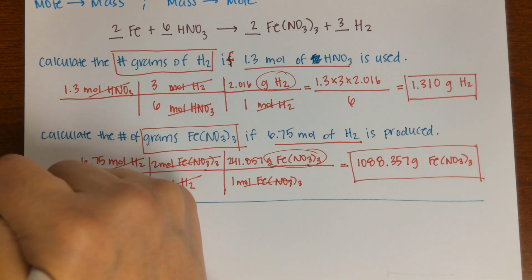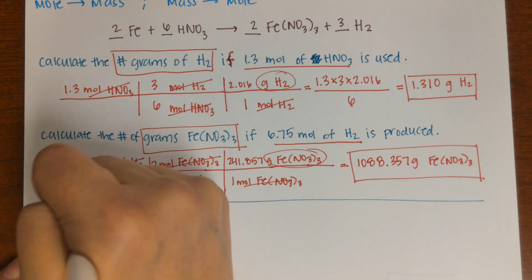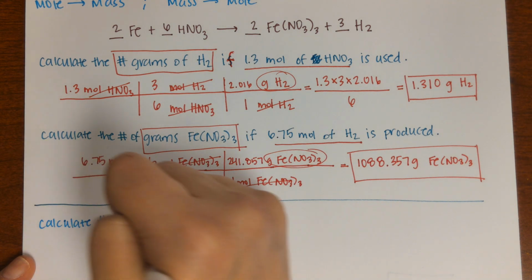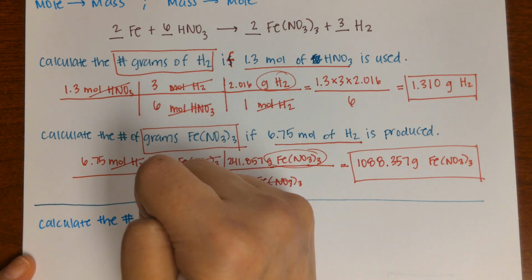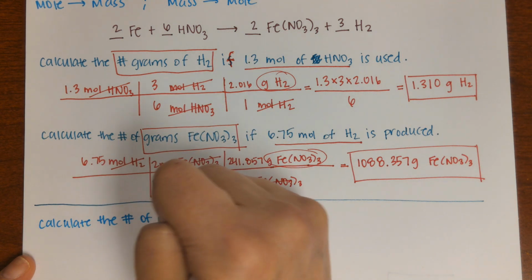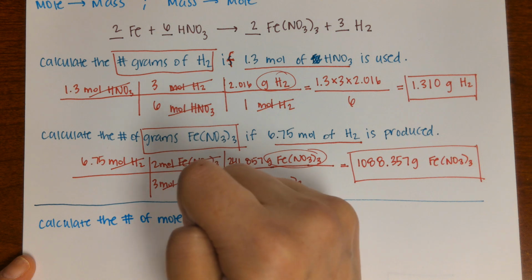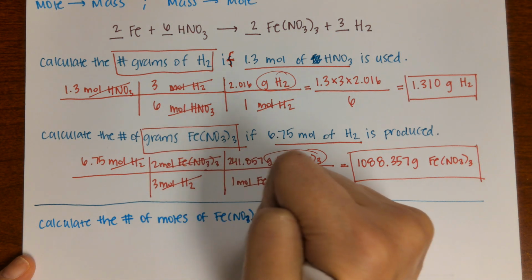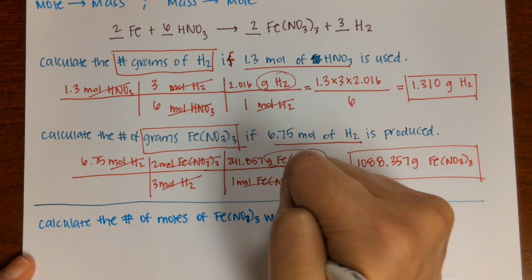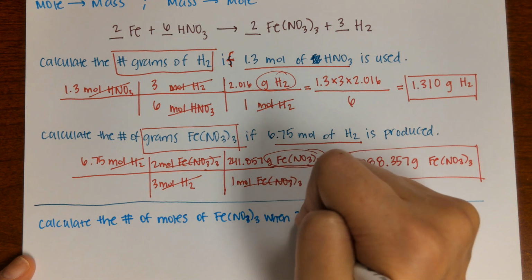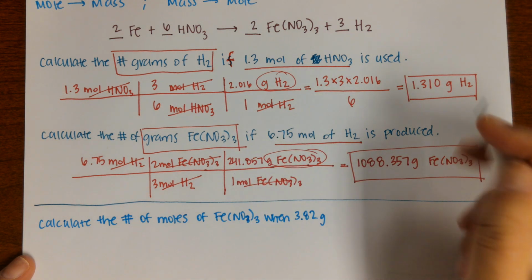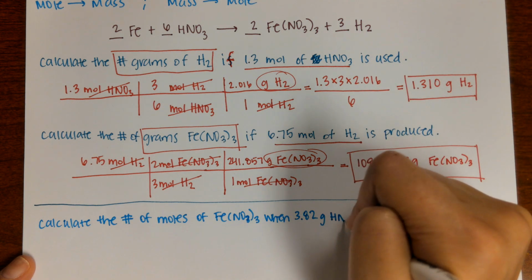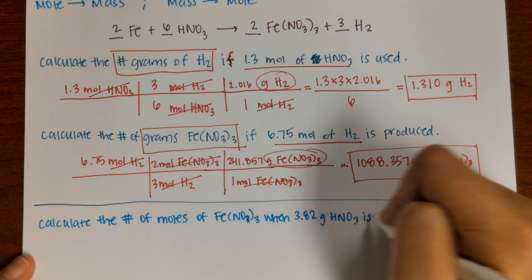Let's say I give you: calculate the number of moles of iron 3 nitrate when 3.82 grams of HNO3 is used.